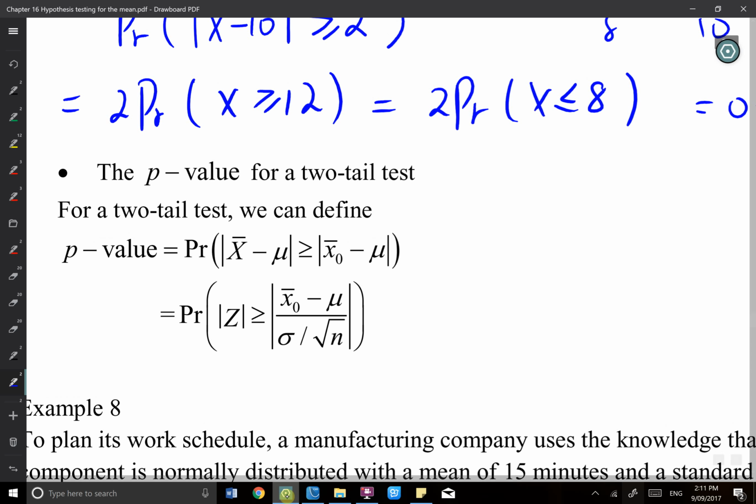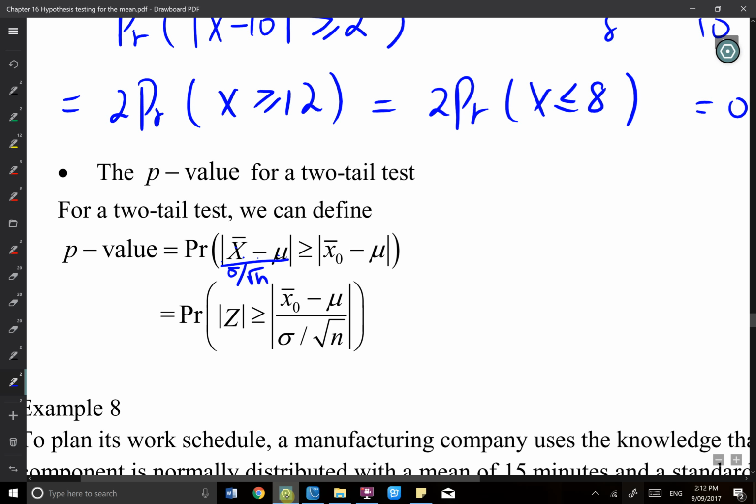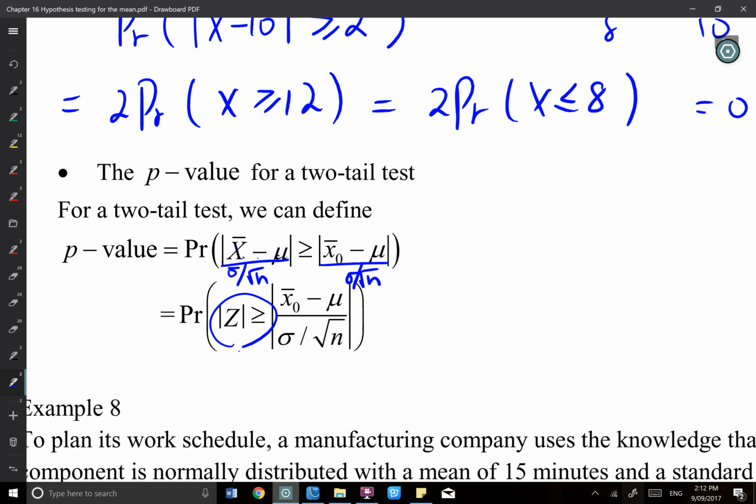If I'm talking about X bar minus mu absolute being greater than something, then if I divide both sides by sigma over square root n, I will have the absolute Z on the left hand side. Does that make sense? Because X bar minus mu divided by the standard deviation equals Z. That's what we're looking for.